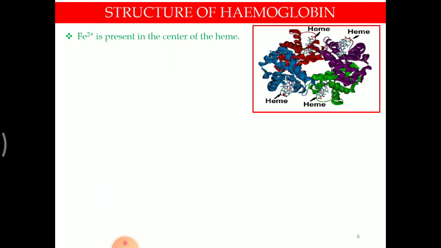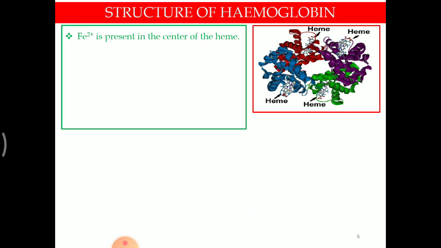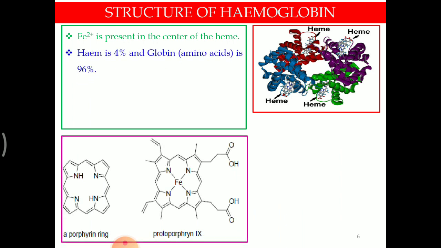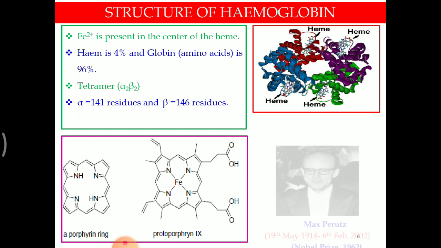The structure of hemoglobin: a Fe2+ ion is present in the center of the heme. Hemoglobin consists of heme and globin. Globin is nothing but amino acids. The ring present in the hemoglobin is the protoporphyrin ring. It is a tetramer. It consists of 2 alpha chains and 2 beta chains. The alpha chain contains 141 residues and the beta chain contains 146 residues.